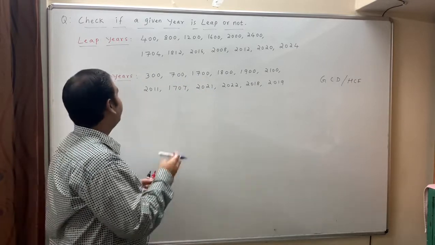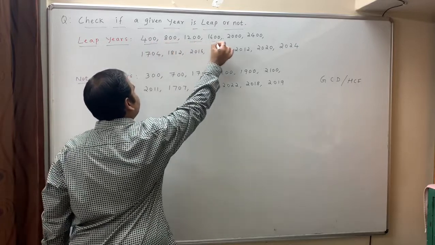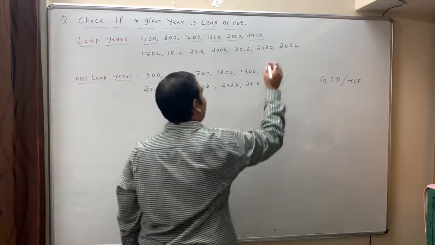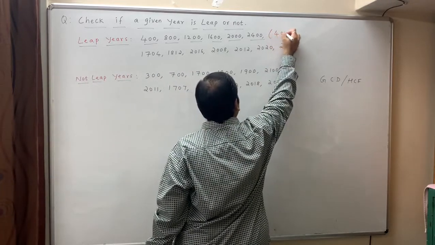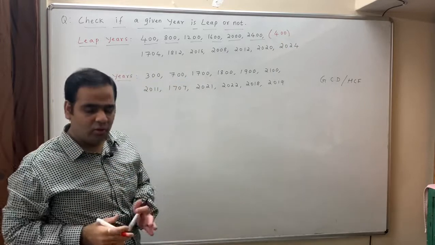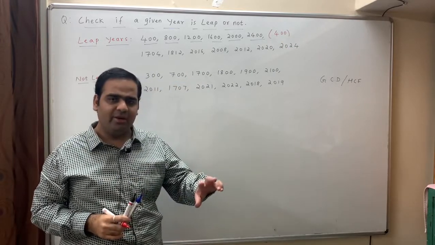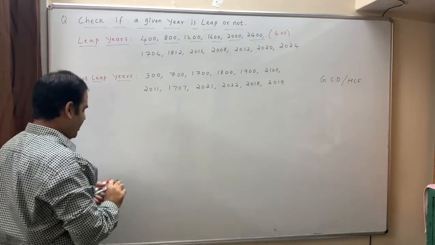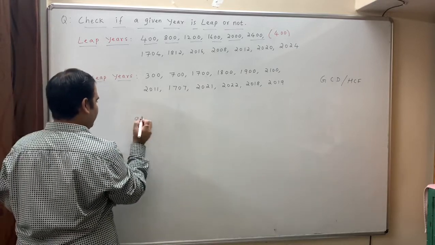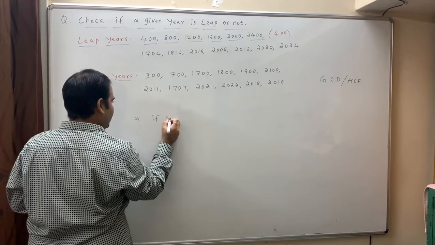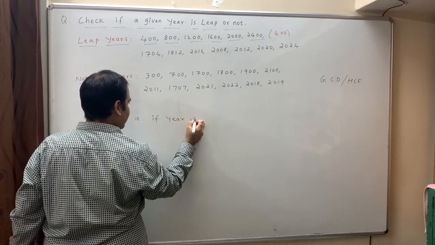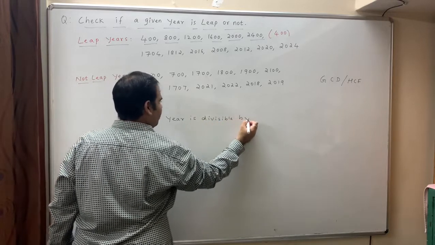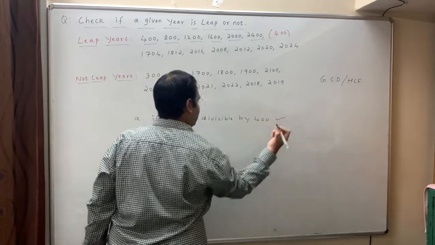Now, what is the greatest common divisor of this set? The greatest common divisor of this set is 400. Now, it means you can conclude that whatever is divisible by 400 is a leap year. I write the first conclusion in the form of A: if the year is divisible by 400, then it is a leap year.